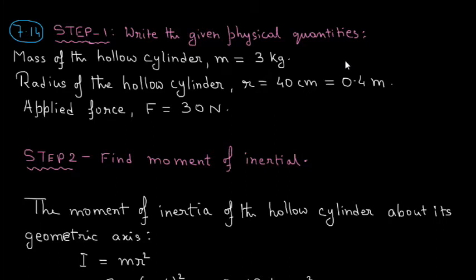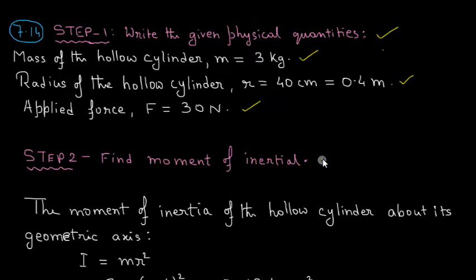So this can be solved in a few steps. Step 1 is write the given physical quantities. Mass of the hollow cylinder M is equal to 3 kg. Radius of the hollow cylinder R is equal to 40 centimeter, that is 0.4 meter. Applied force F is equal to 30 Newton. So these physical quantities are given.